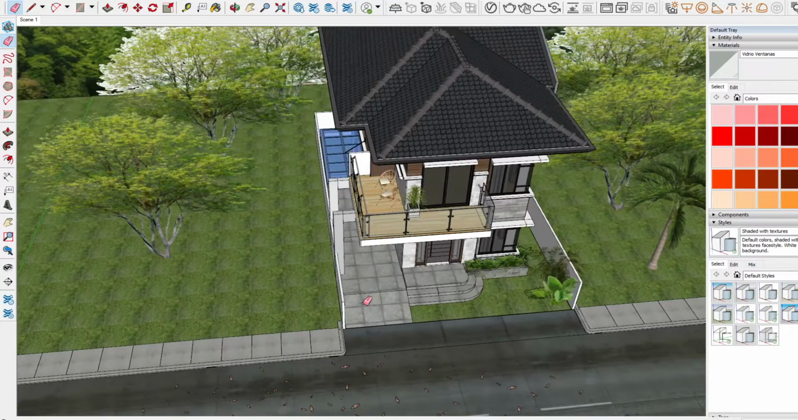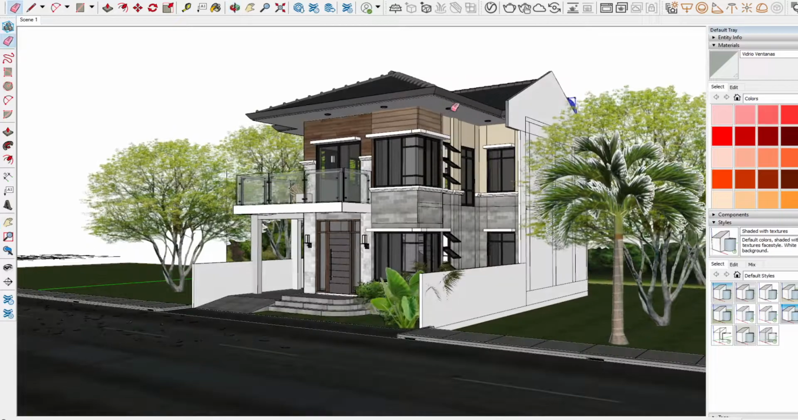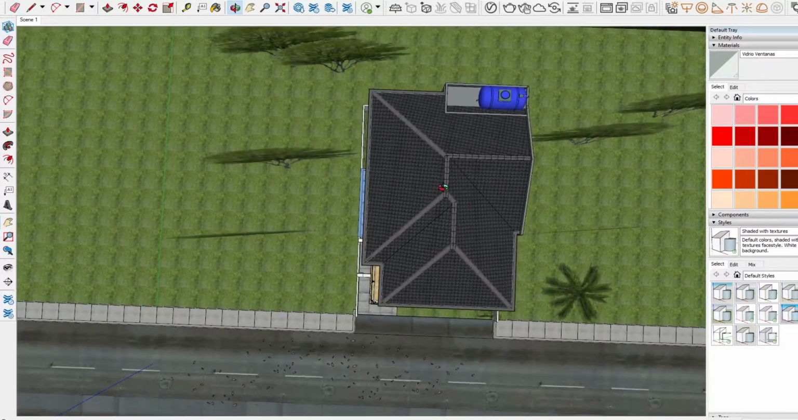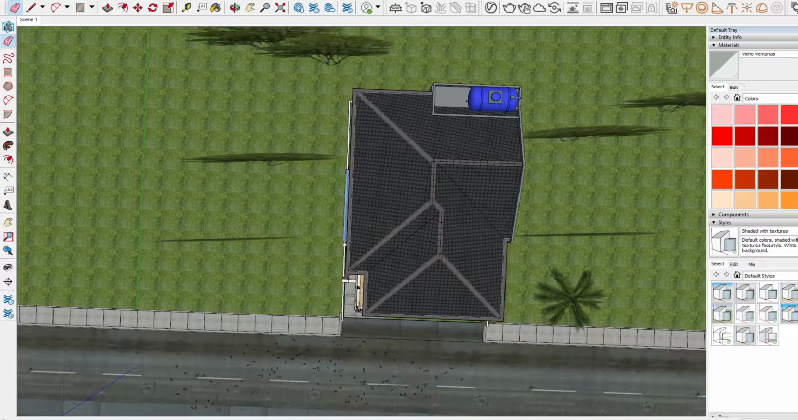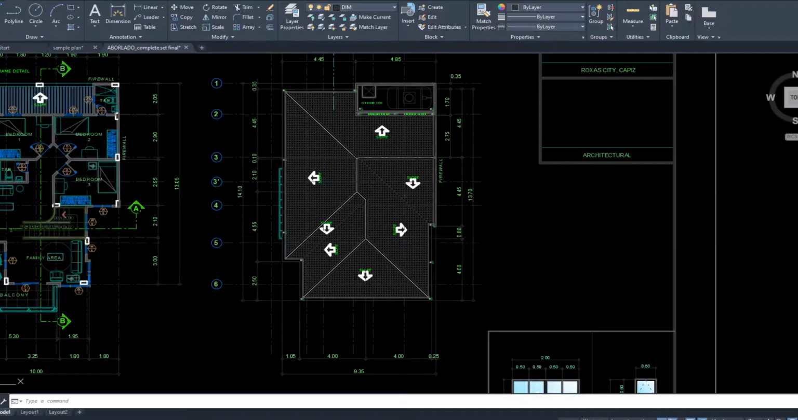Okay. So makakadto kita sa plan. So amo ni siya ang 3D naton, ang example naton nga 3D. And if i-top view mo siya, amo na siya ang aton nga roof plan. So ang inhimo ko is gin-export ko lang siya into plan. Then amo na siya.